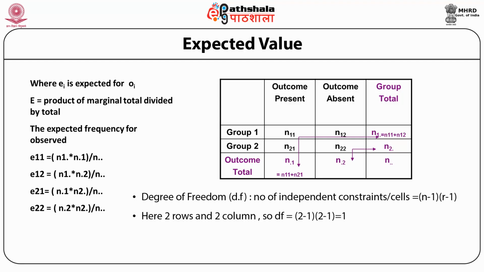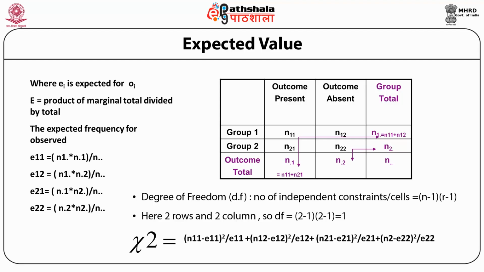Like this we can get all the expected values, and applying the chi-square as shown in the table, (N11 minus E11) whole square divided by E11, we get the chi-square value. Then look at this chi-square value in the table, or nowadays the computer automatically gives the p-value, so you can take a proper decision whether the H naught has to be accepted or rejected accordingly.